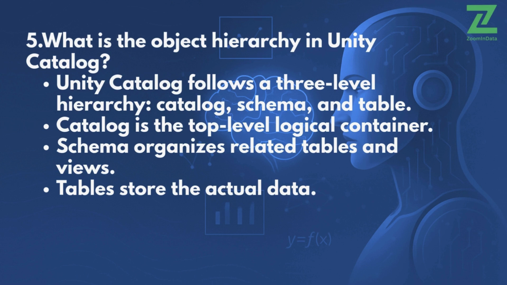What is the object hierarchy in Unity Catalog? Unity Catalog follows a three-level hierarchy: catalog, schema, and table. Catalog is the top-level logical container. Schema organizes related tables and views. Tables store the actual data.